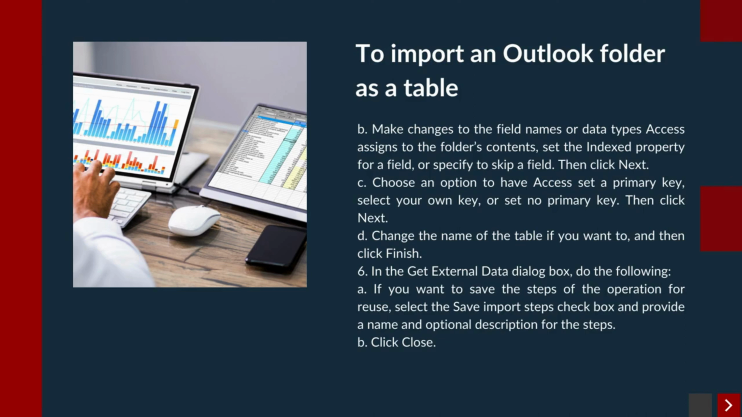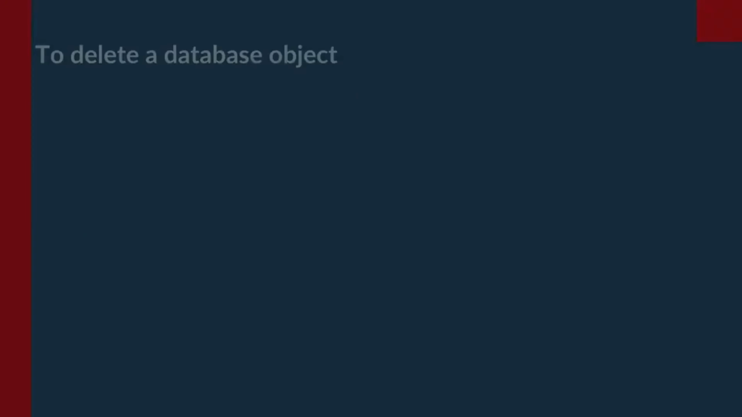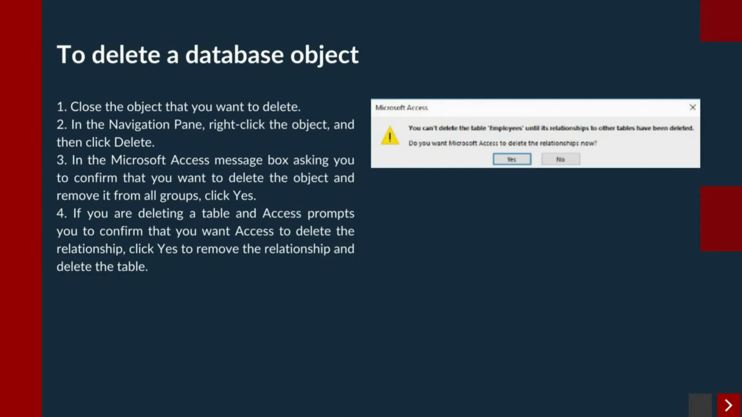6. In the Get External Data dialog box, do the following. A. If you want to save the steps of the operation for reuse, select the Save Import Steps checkbox and provide a name and optional description for the steps. B. Click Close. To delete a database object: 1.